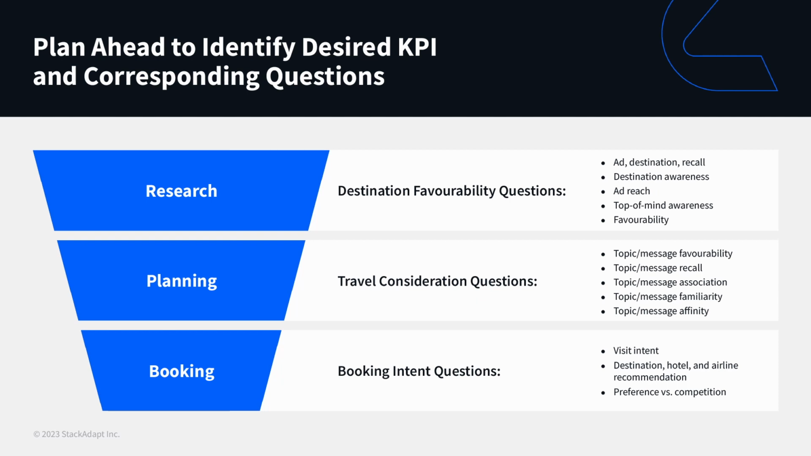The planning stage, where we're much more interested in building affinity and getting people to consider purchasing with you, is where we'll then look at things like favorability, ability to recall, their positive associations, their likelihood to recommend. And then right at the bottom at the booking stage, that's where we'll look at things like visitation intent in the short term, their likelihood to book, and then also looking at how you stack up against competitors right at the last crunch moment.